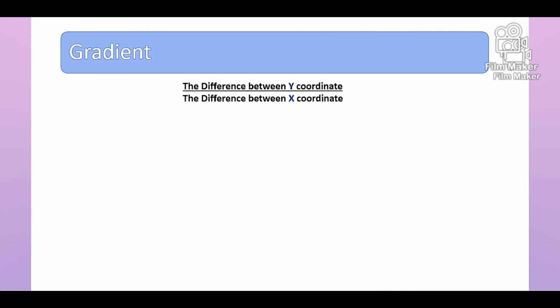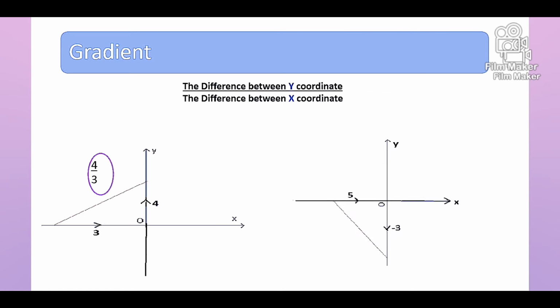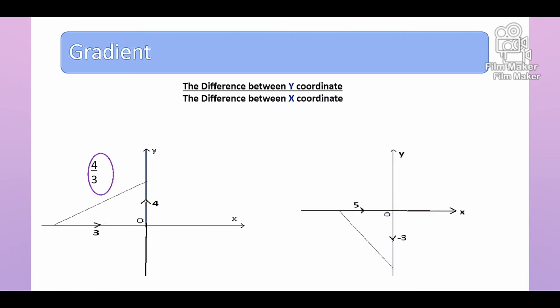Okay, keep it in mind, and for now we will move to the gradient: the difference between y coordinate and difference between x coordinate. Okay, we have a graph here. You can see the difference of y and the difference of x coordinate here, 3 and 4. So we can write according to the equation 4 over 3. And the second one here is 5, and it slopes down, so it's minus. So minus 3 over 5.